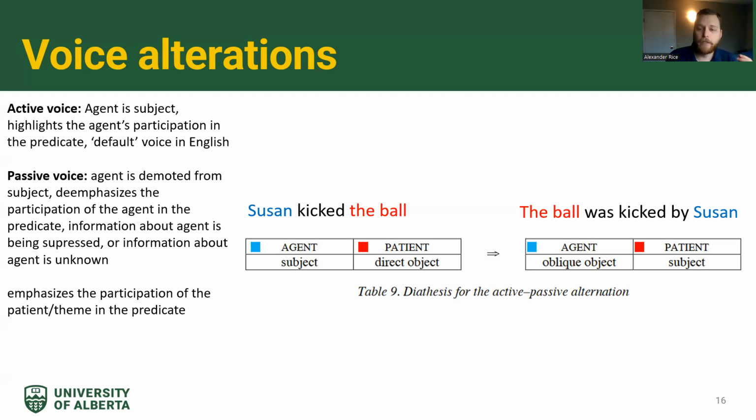So in the examples we've looked at so far, they've all been in English. And remember that the way that English encodes grammatical relations is mostly by word order. So if we're going to do a voice alteration in English, which changes the grammatical roles of the arguments to result in a slightly different meaning, that means in English, if you want to switch from active to passive, you have to move the arguments around. But other languages may do things differently depending on how that language encodes its grammatical relations.